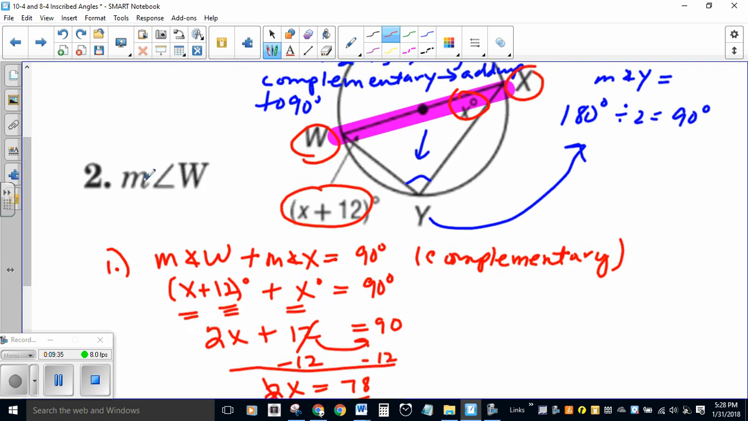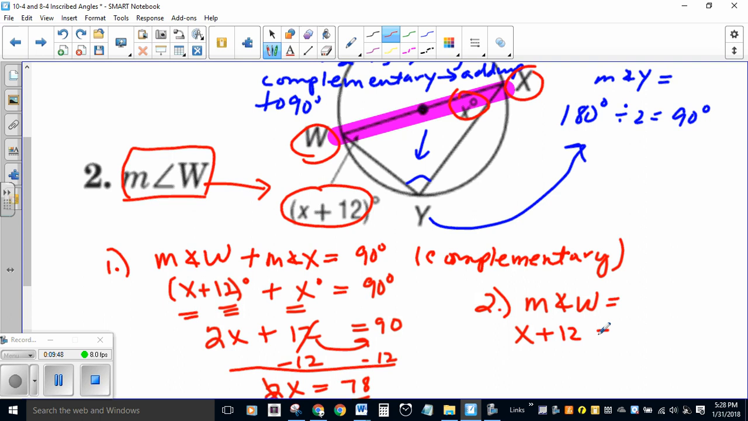All right, now for number 2, it says find the measure of angle W. Well, angle W is x plus 12. So for the second part, in order to find the measure of angle W, I've got to say x plus 12. I now know x is 39, so I substitute in 39, and I'm going to get 51 degrees. And that's the answer to my second part. Okay?